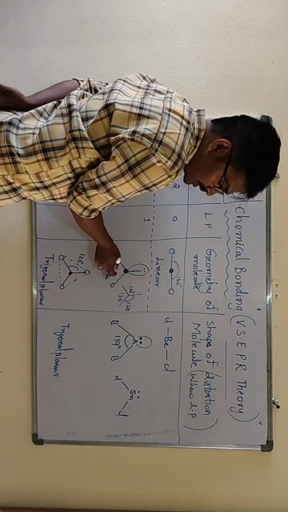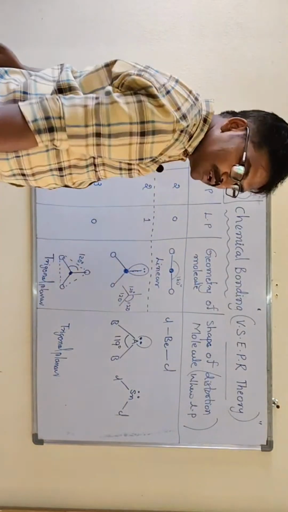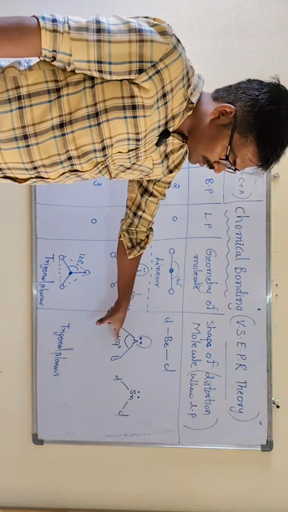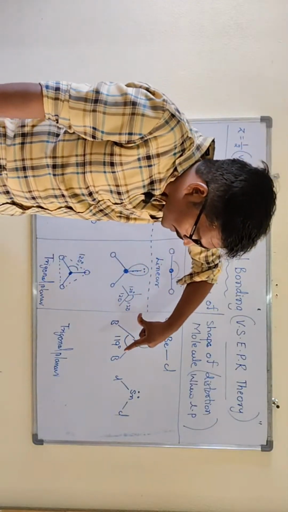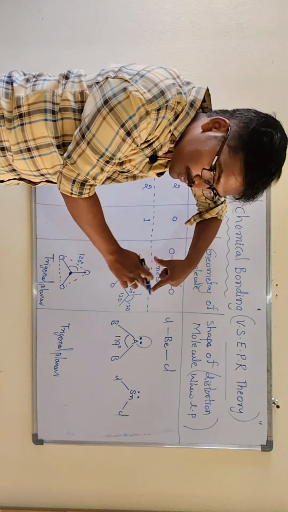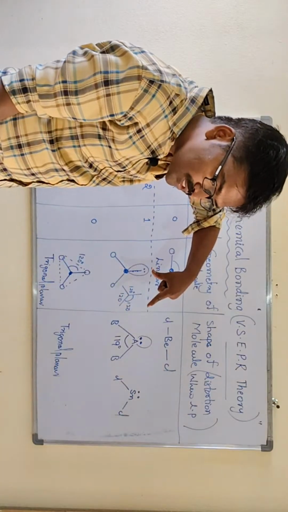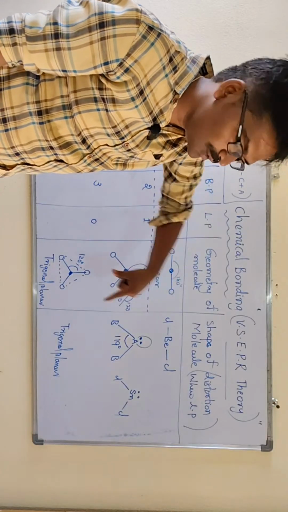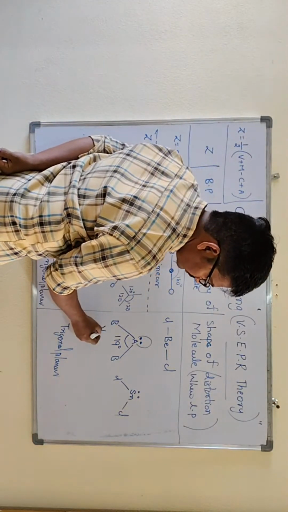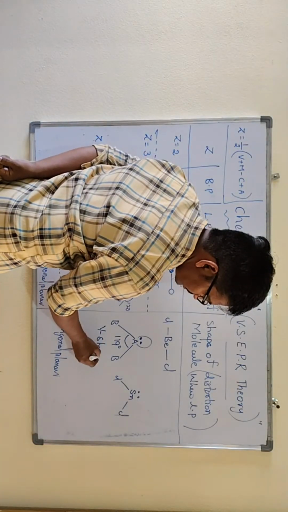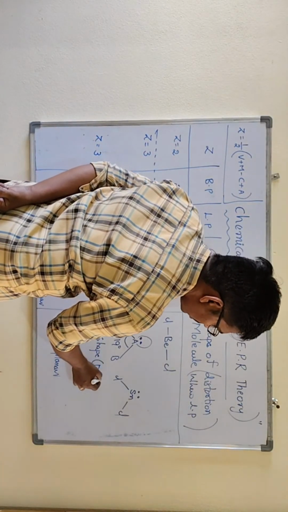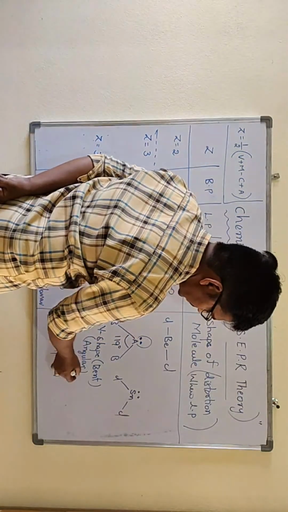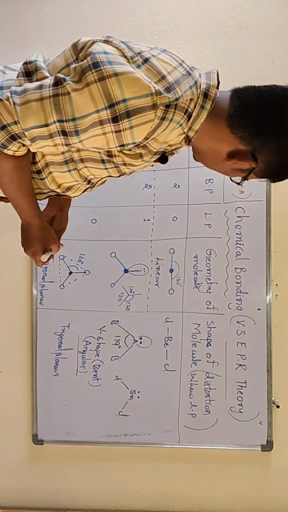So what about here? Actually the geometry is trigonal planar, but if you come to the shape, there is no consideration of the lone pair of electrons in the shape. So it will be like this. What is it? V shape, or bent shape, or angular shape we call it.